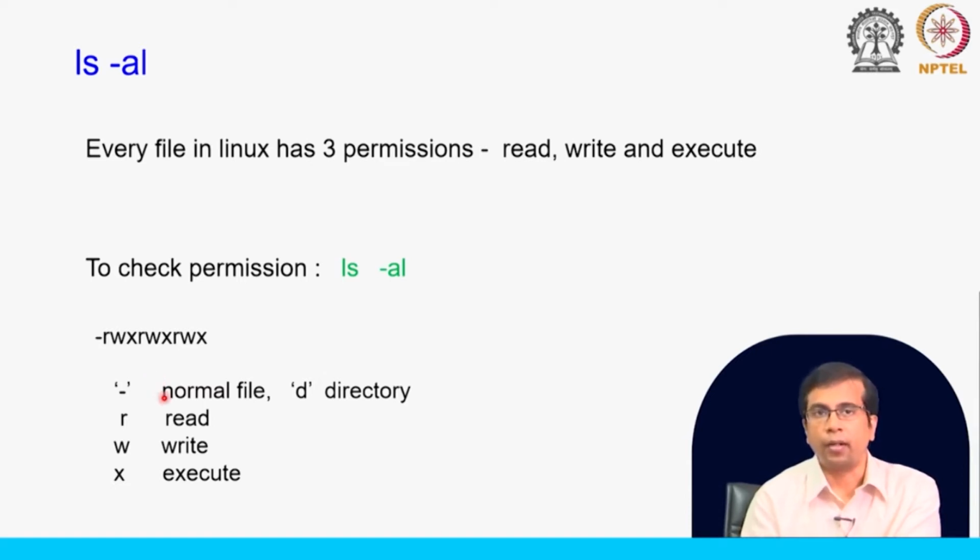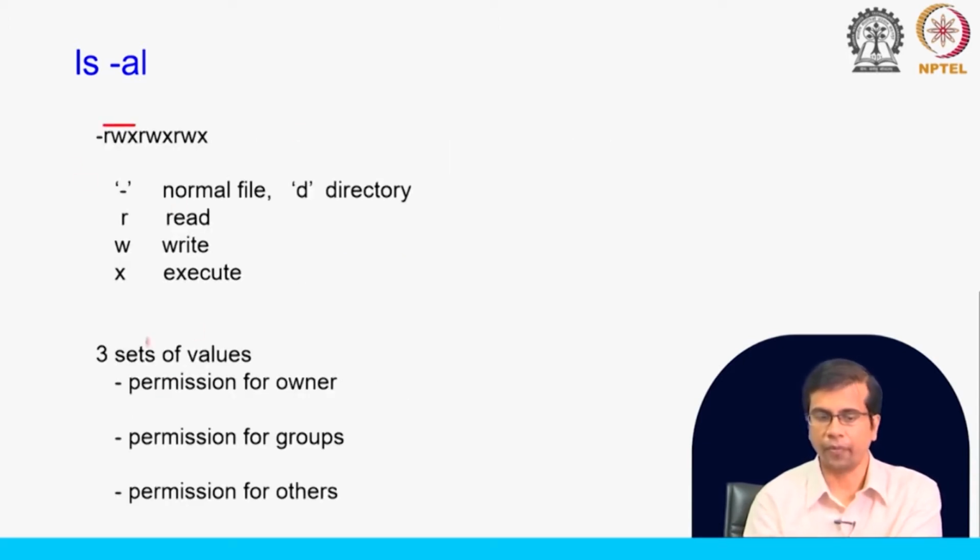Then you see this rwx repeated: rwx, rwx, rwx. What is this rwx? r means read, w is write, x is execute. Now, the question is, why is it repeated 3 times? There are 3 sets of values. The first set of rwx is the permission for the owner. It means the owner of this file has read, write and execute permission, so the owner can do all these tasks.